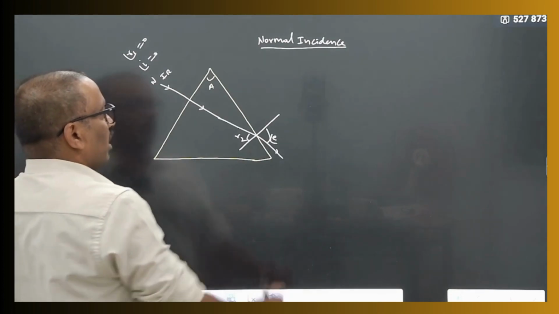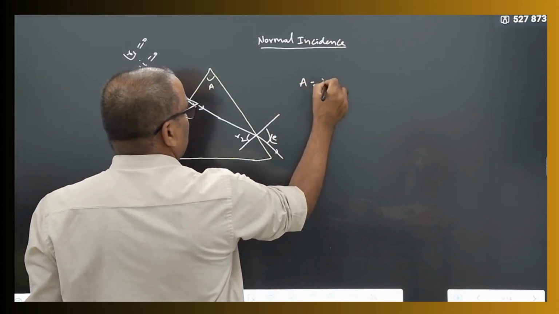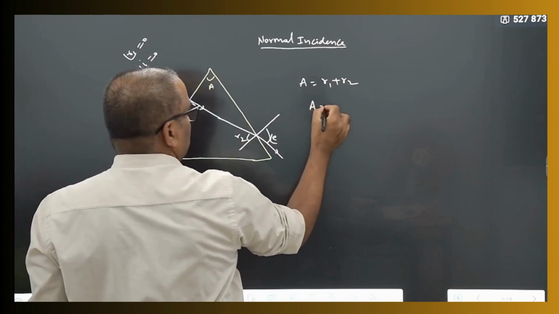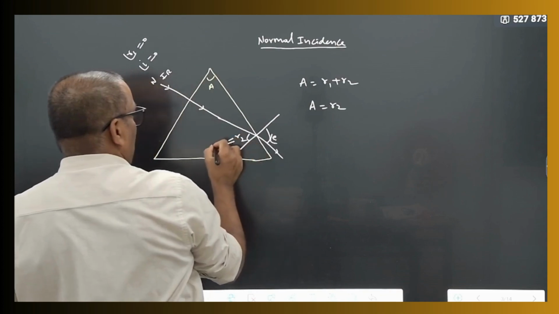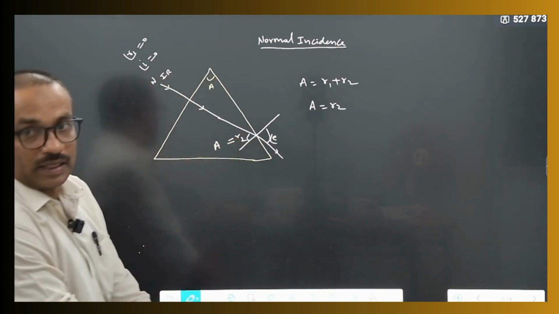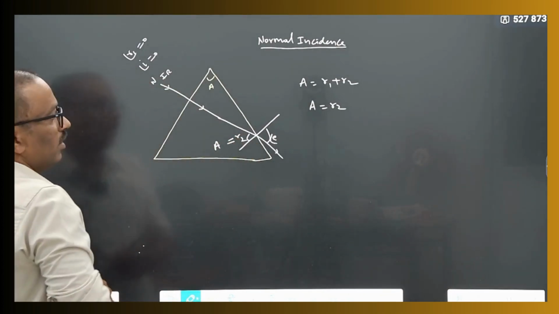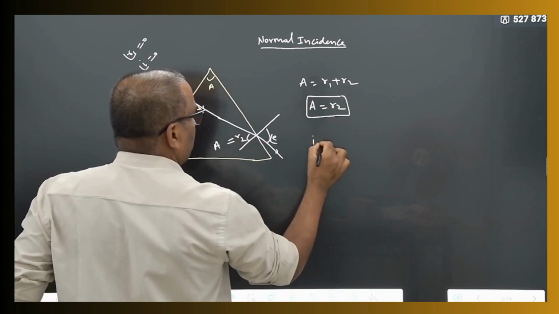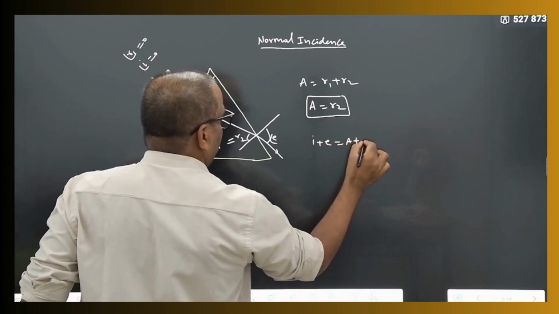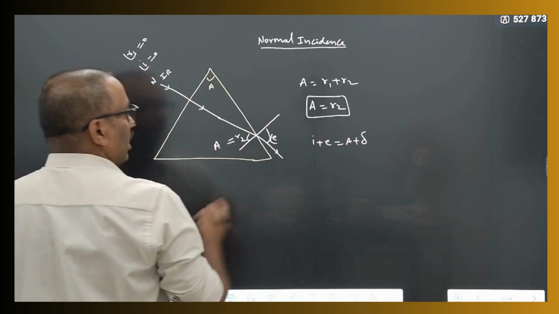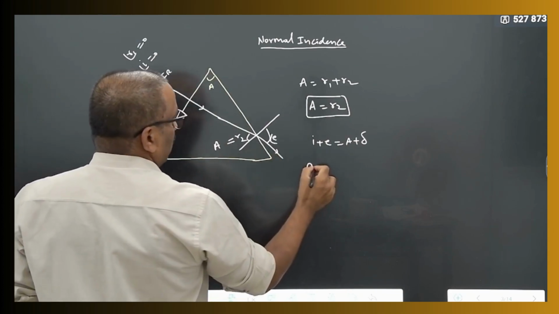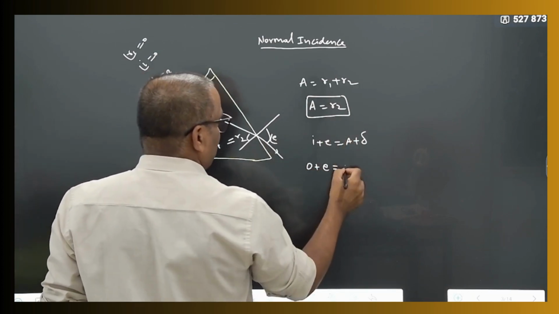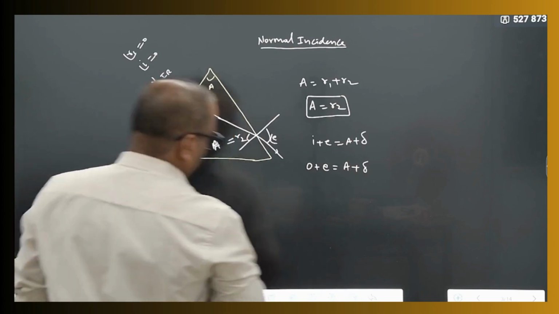Clear? So you know the relations. A is equal to R1 plus R2. R1 is 0, so A is equal to R2. This R2 will be equal to nothing but A. Clear? So here, the angle of deviation: I plus E is equal to A plus delta. Here I is 0, plus E, which we don't know and want to calculate, A is nothing but A, and it will be the delta here.